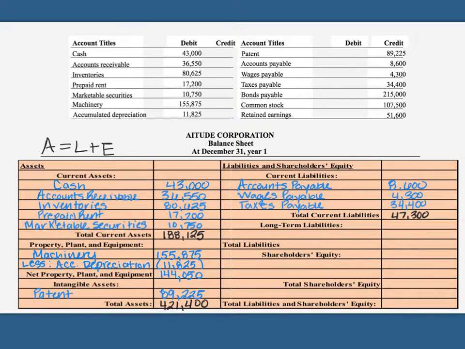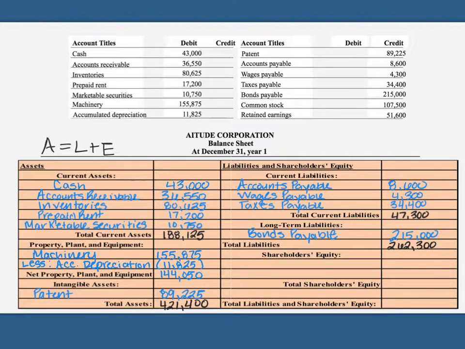Moving on to our long-term liabilities, we only have one, and that's bonds payable. Most bonds are 10 years to maturity, and some are even more. So we know that is a long-term liability. And that is for $215,000. We will add that to the $47,300 from our current liabilities and get our total liabilities, which are $262,300.